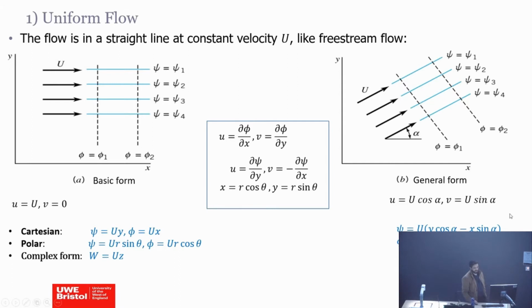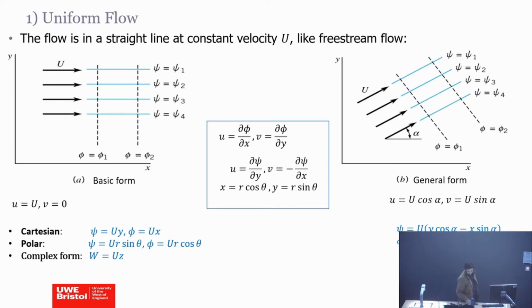It shouldn't be difficult. And again, to specify, the streamlines here, which are the blue lines, where we specify constant psi, are perpendicular to phi. So phi and psi are always perpendicular. So if you know one of them, sometimes, not always, you can get the other one by just plotting it perpendicular to that. So that's it. That's the uniform flow. That's the first building block.